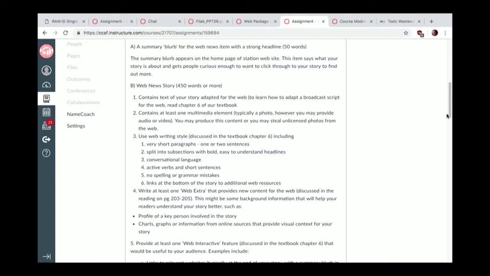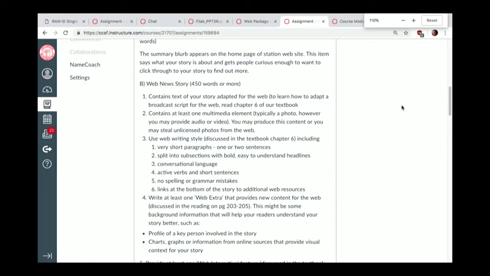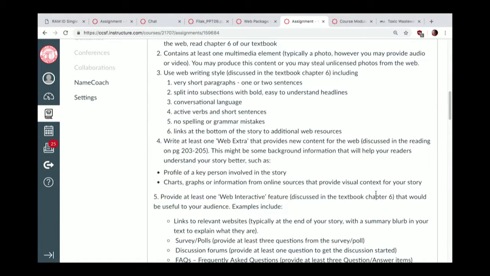Then your news story, which is adapted from your TV package, is basically the text of your TV package adapted for the web, using these specific web techniques that we talked about. Chow brought up one of the most important ones a few minutes ago. So, web writing style: very short paragraphs, one or two sentences. If you're doing a quote, it is a separate paragraph by itself. And your paraphrases, one or two sentences, is typically the length of a paragraph.